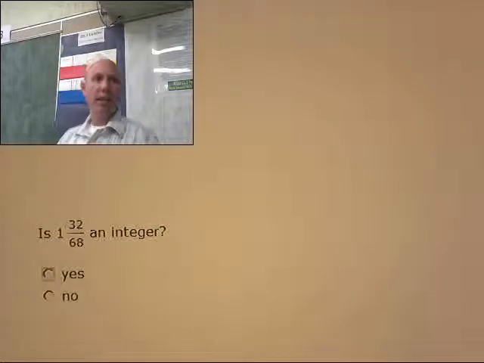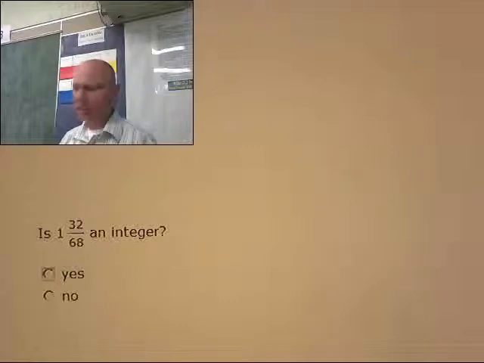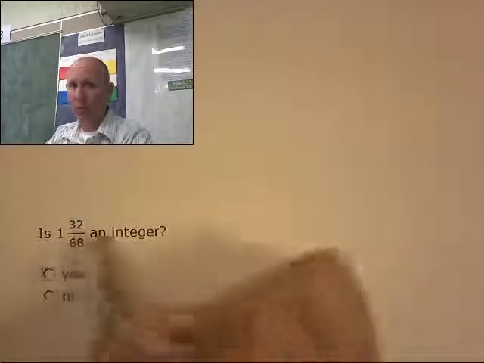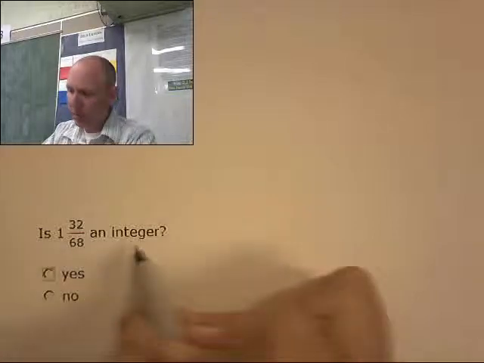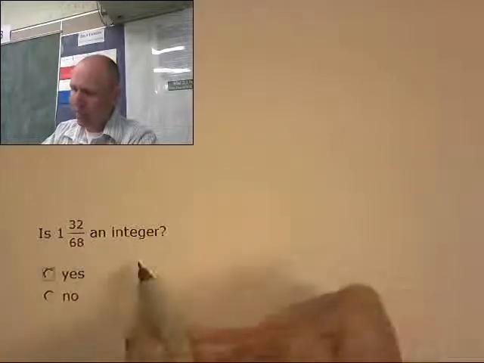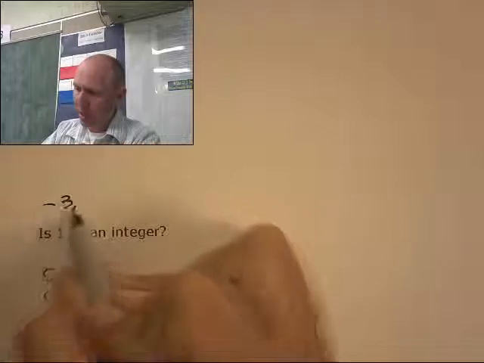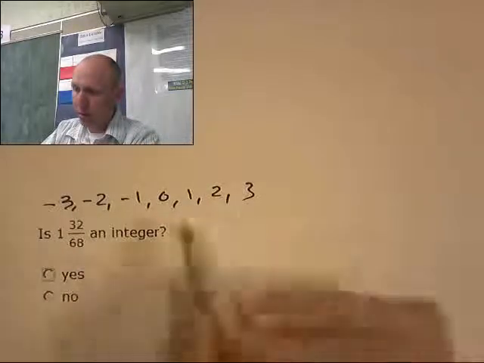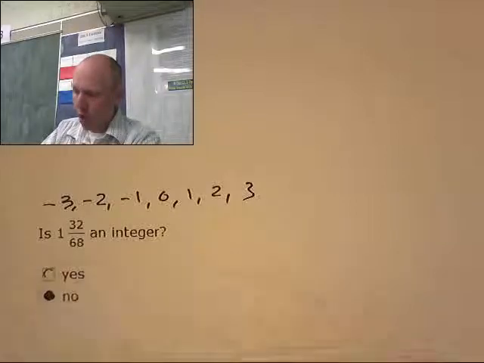Is 1 and 32/68 an integer? No. Integers are just like the negatives and the zeros and the 1. No, this guy's a rational. So he's not an integer. Remember, this is what integers look like: -3, -2, -1, 0, 1. No, you're not an integer. No. You're not an integer. No.